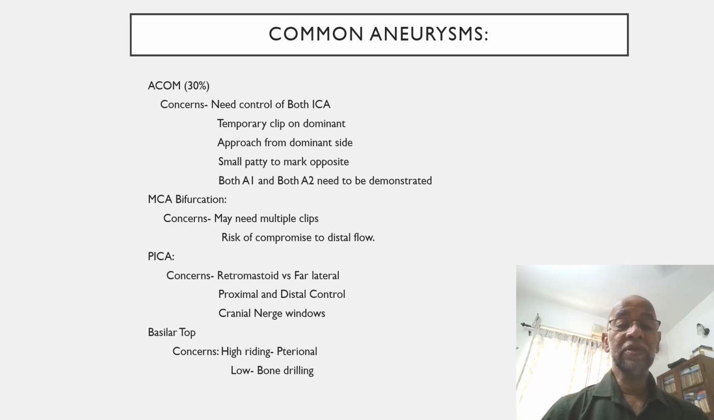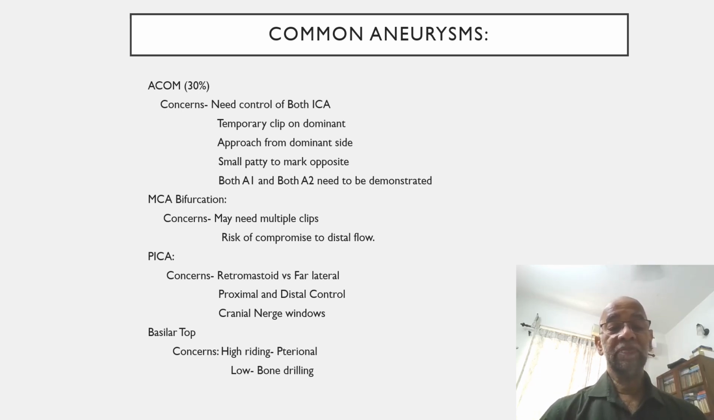MCA bifurcation aneurysms may need multiple clips, and the common complication which I have encountered is that when you apply MCA aneurysm obliterating clips, you might tend to occlude the lumen of the M2, which can result in ischemia to the MCA territory, at least parts of the MCA territory.